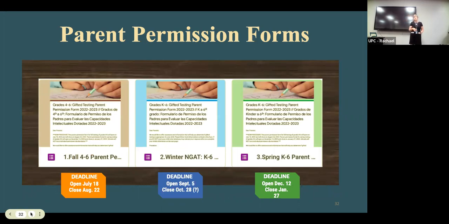More information about the multiple testings that we offer. The state requires that we test 3 times a year. We do in Paradise Valley offer testing 3 times a year. In addition, we offer blanket testing for our 2nd graders as well as for our 3rd graders.